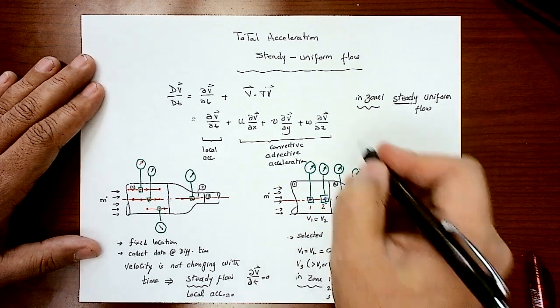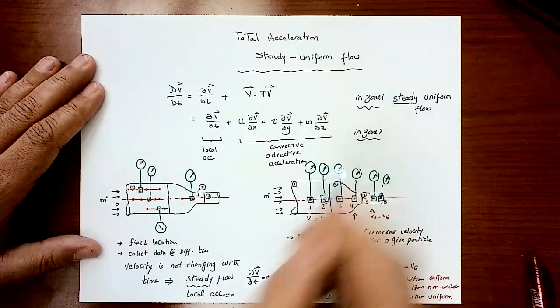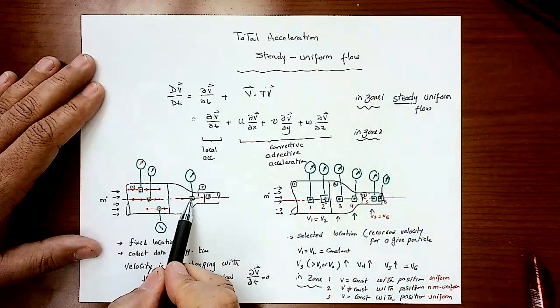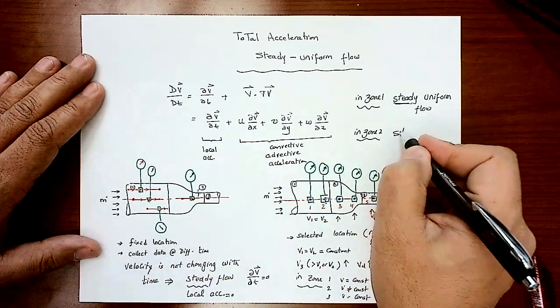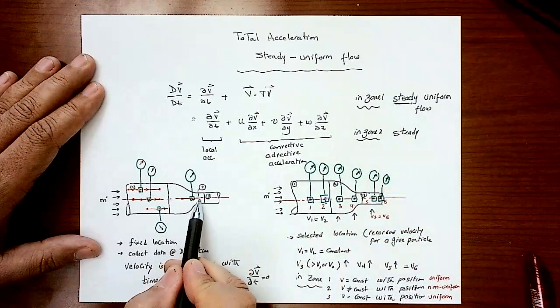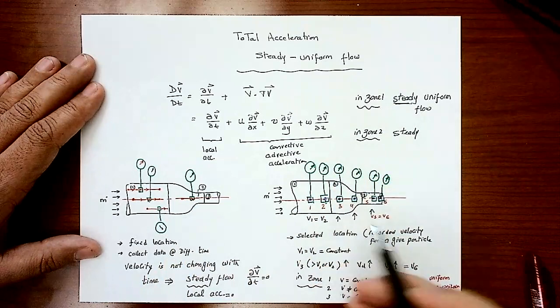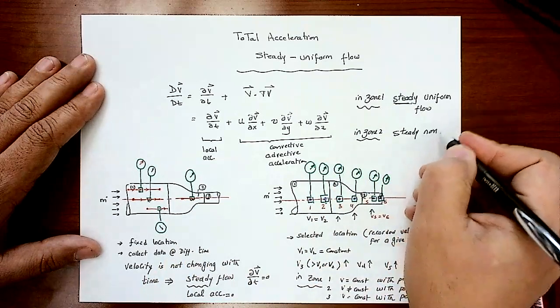Okay, while in zone 2, the velocity at a given position does not change with time. So I'm still steady. But from one position to the other, the velocity changes. So I have steady, non-uniform flow.